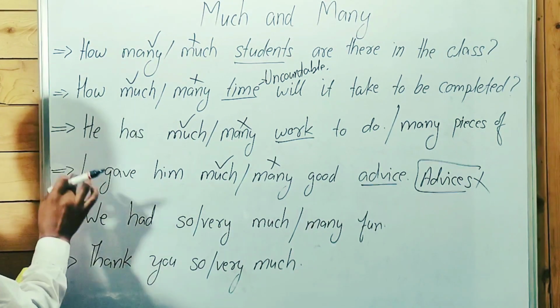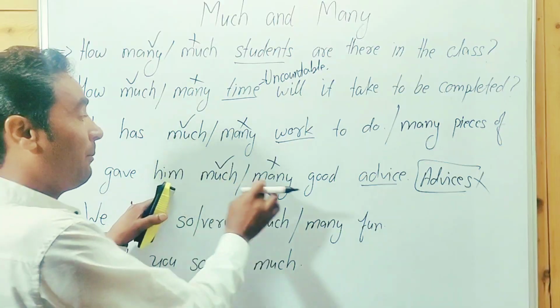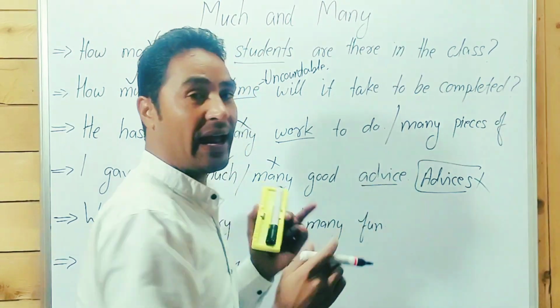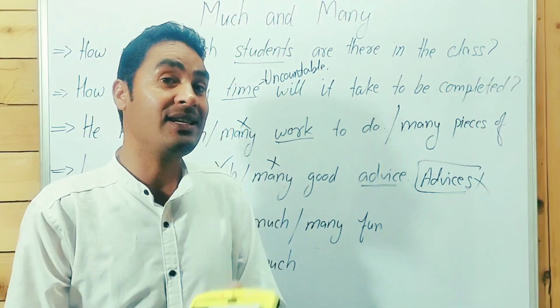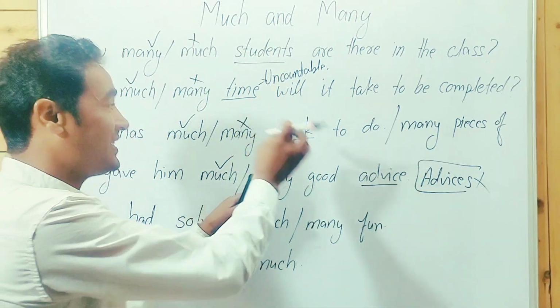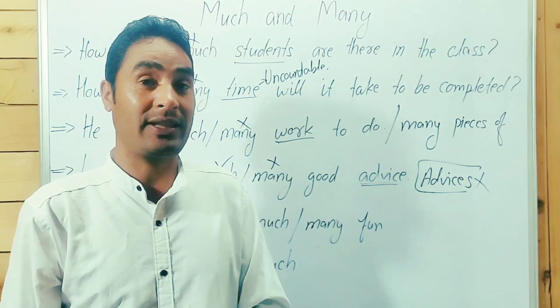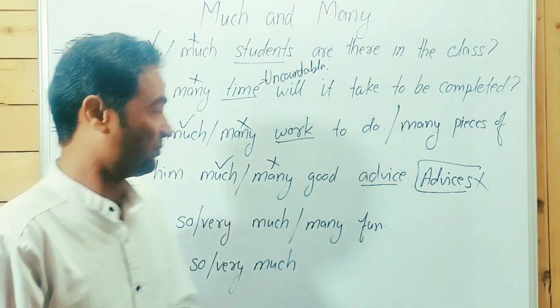We have to say, I gave him many pieces of work, many pieces of advice. Two pieces of advice, three pieces of advice. You can use many with pieces of. I hope you understood. Actually, I have explained each and everything thoroughly in the noun chapter, countable and uncountable noun.